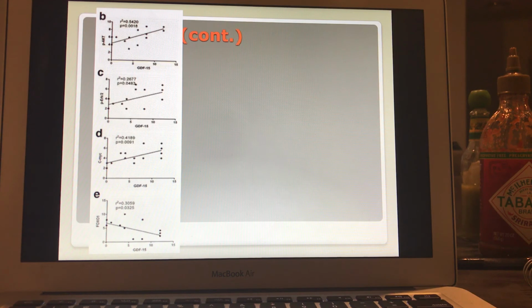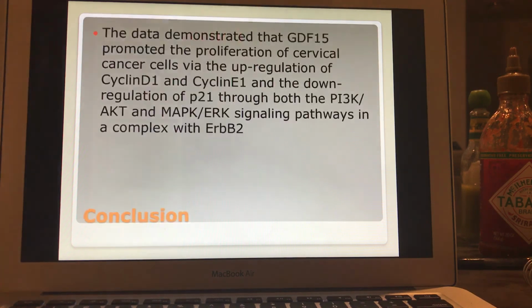However, the expression of GDF15 negatively correlated with the expression of FOXO1 with R-squared value 0.31 and p-value of 0.033 in figure E. These results indicate that GDF15 was associated with the increased activity of the PI3K-AKT and MAPK-ERK signaling pathways in human cervical cancer. So, in conclusion, the data demonstrated that GDF15 promoted the proliferation of cervical cancer cells via the upregulation of cyclin D1 and cyclin E1 and the downregulation of P21 through both the PI3K-AKT and MAPK-ERK signaling pathways in a complex with ERBB2.